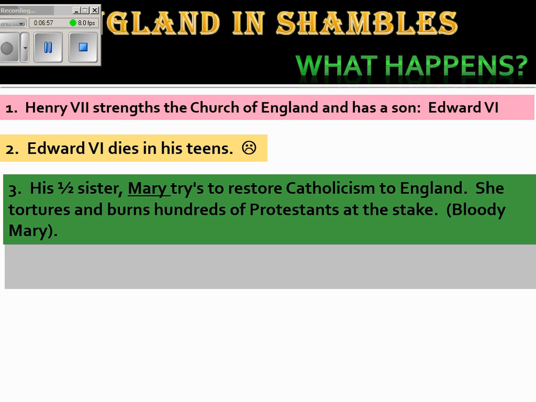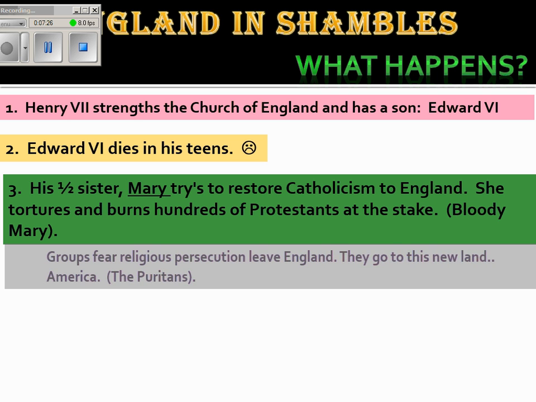So what Mary does is she goes around, she rounds up thousands of Protestants and burns them at the stake, giving her the nickname of Bloody Mary. So again, understand that England was a Protestant country under Henry VIII. Henry wanted to transfer power to his son, Edward, who died. So now that power is going to be transferred to Mary, who is a Catholic, and she is going to turn England into a Catholic country.